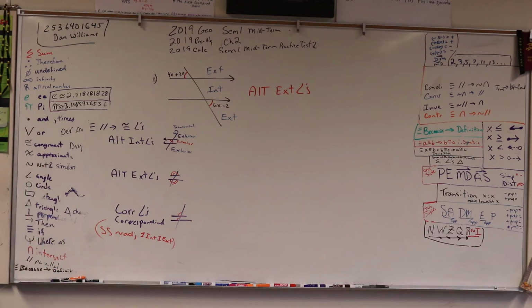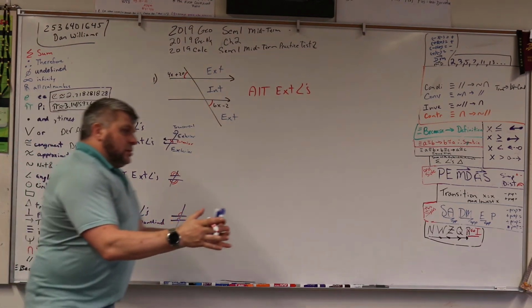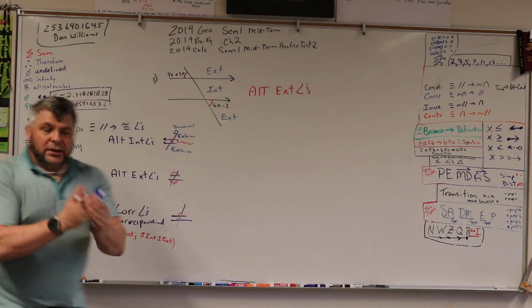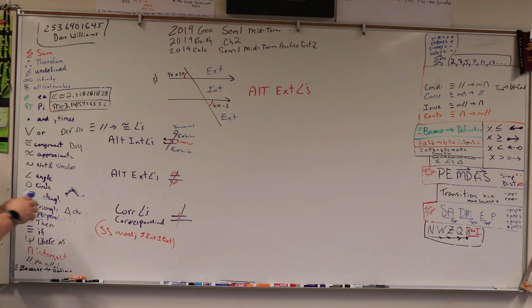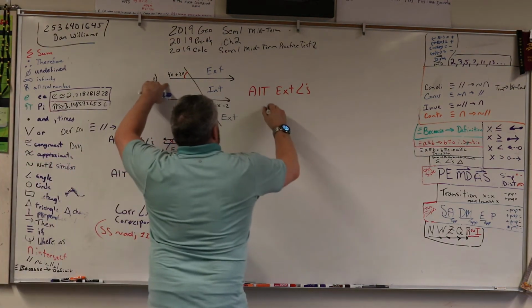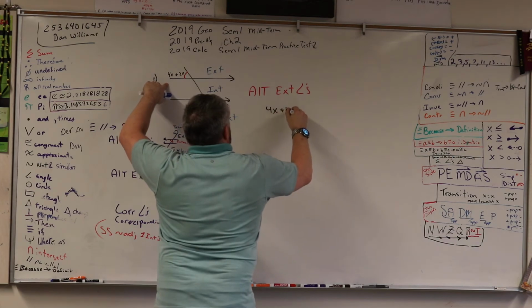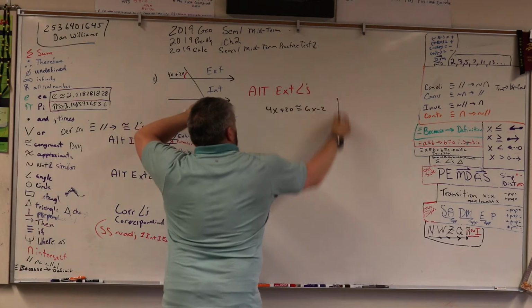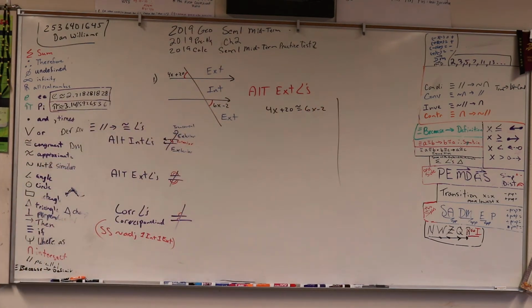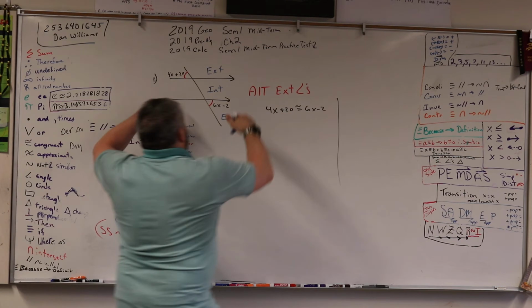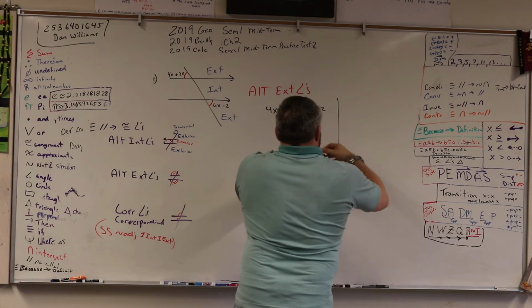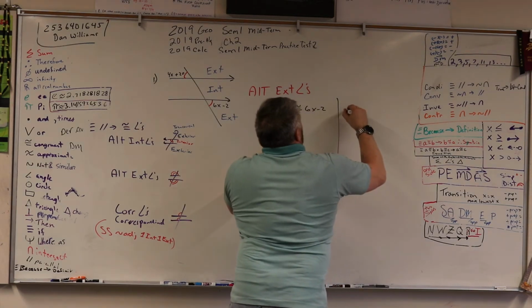That's the hardest part of this. Everything else is what we've been doing all year long, and it's very simple. 4x plus 20 is congruent to 6x minus 2. Why can we say that they're congruent? Because they are alternating exterior angles.